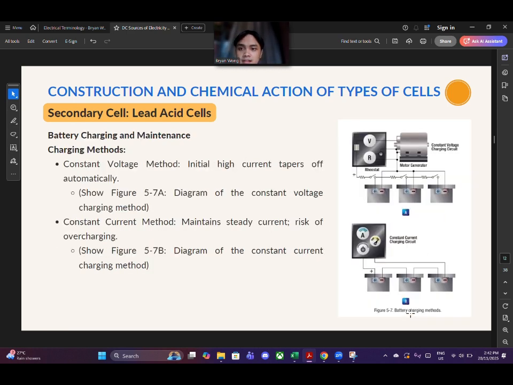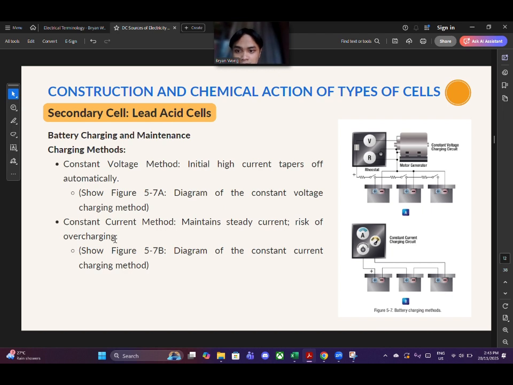Okay, next we're going to discuss battery charging and maintenance. First, the charging methods usually involve the constant voltage method, where the initial high current tapers off automatically, as shown in figure 5-7 here. This is the diagram of the constant voltage charging method.